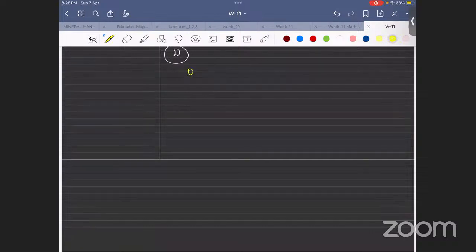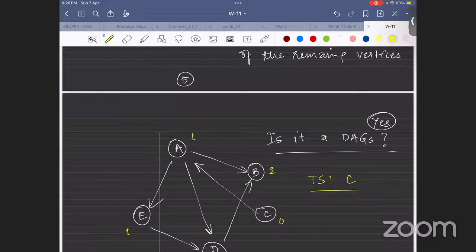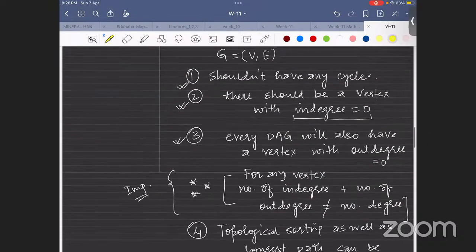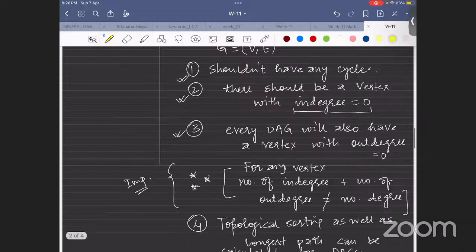The first thing that we have discussed is the DAG, a directed acyclic graph. Whatever figure has been given to you, you can just think of these 2-3 properties. For a DAG, there should be at least one vertex with in degree 0. There can be more, but at least there should be one. And there should also be a vertex with out degree 0. And there should not be any cycle.